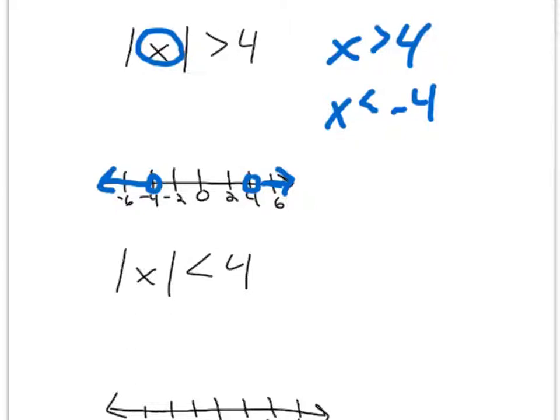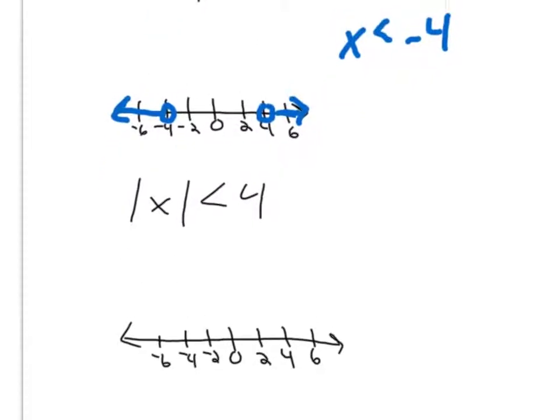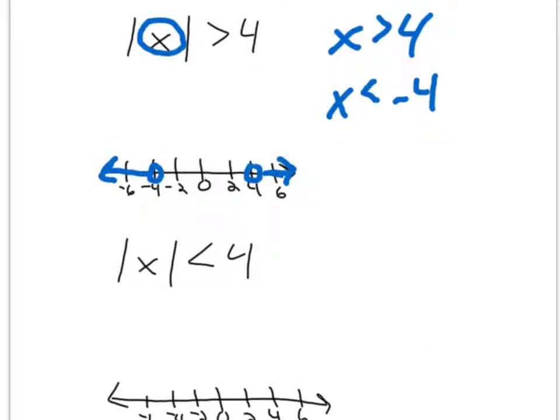Okay, let's try another example here. Actually, before we go on to our next example, look at your graph here and think about what kinds of inequalities have graphs that shade away from each other. Those are or inequalities. So basically this is saying x is greater than 4 or x is less than negative 4. So this greater than sign gave us an or inequality. Let's see what happens next when we have a less than sign.